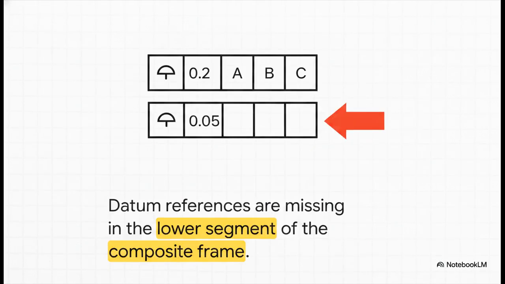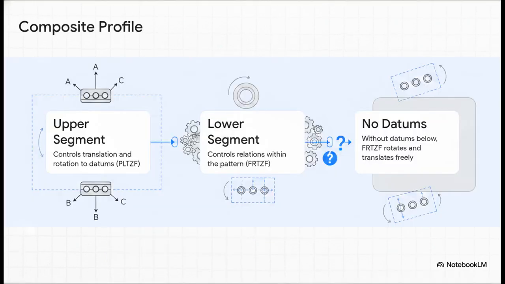All right, let's break the suspense. The answer is A. The datum feature references are missing in the lower segment of that composite feature control frame. Plot twist, the supplier didn't actually mess up the part. Your drawing mathematically allowed that entire pattern of holes to just float around. This example brilliantly illustrates the hidden mechanics of composite tolerancing straight out of Section 11.6 of the standard.